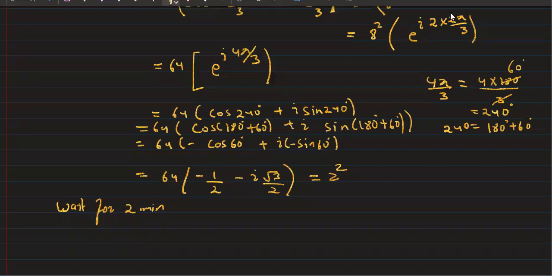So last step, I just put the value of cos 60. Cos 60 is 1/2 and sin 60 is √3/2. ठीक है? As simple as that. So this is the value of z square. ठीक है? Got it everyone?